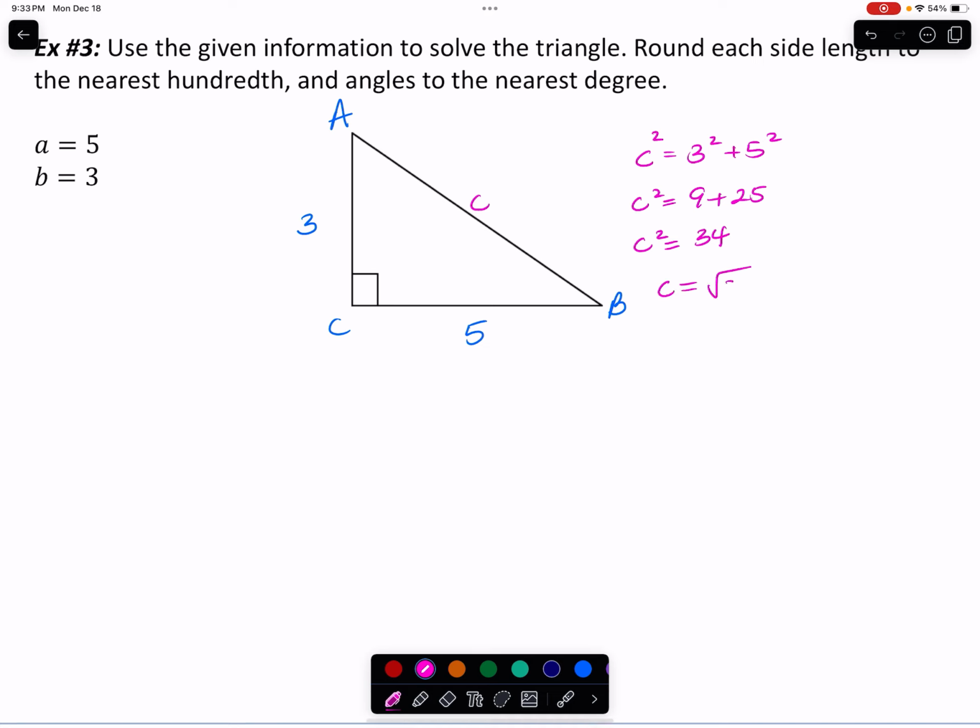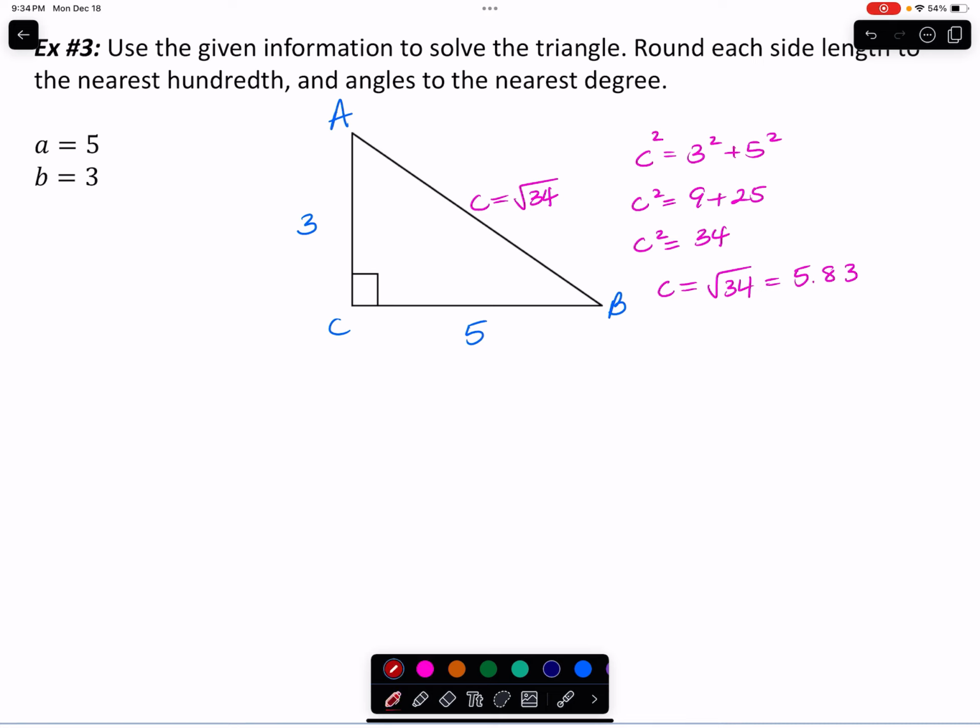Now when possible, it's usually nice to use an exact value, but these do ask us to round to hundredths. So if you plug this in your calculator, it's going to be about 5.83. But I would utilize the square root of 34 as much as possible because it is an exact value, right? It's not a rounded measure. And I can use that when calculating things like my measure of angle A or measure of angle B.